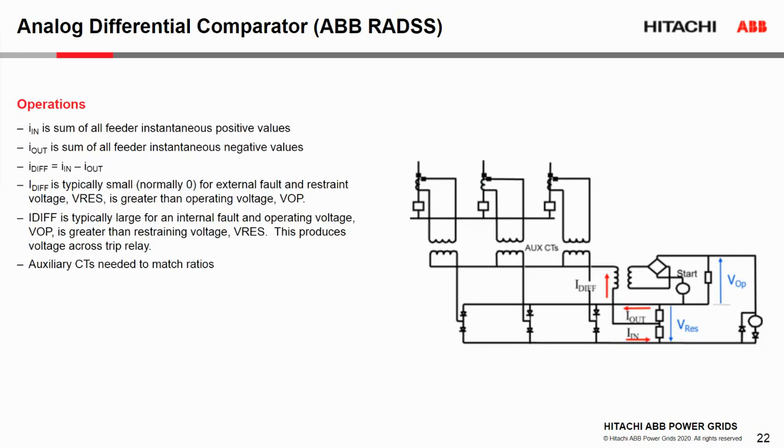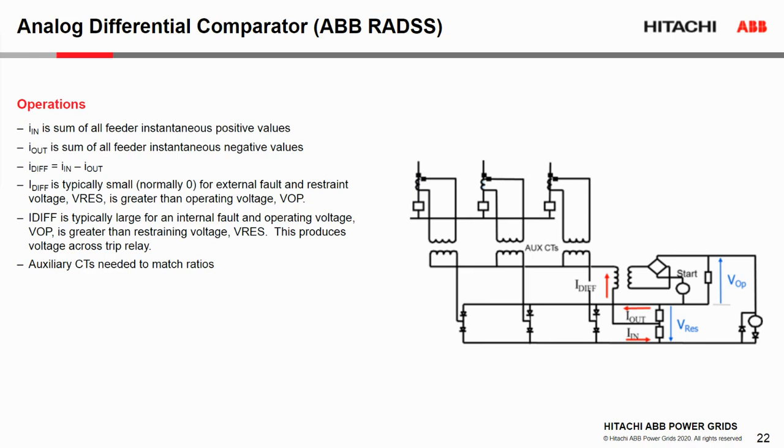First of all, the ABB RADSS is analog technology. So basically everything you see here is diodes, transistors, and everything like that, and you need auxiliary CTs to match the CT ratio. Basically, the idea is just like any differential scheme, right? However, we divide the current into IN and OUT. IN is the sum of all feeder instantaneous positive values. So for currents coming in the positive direction, we call it IN. Current leaving, we call it OUT. So the differential is IN minus OUT, right? And IDIF is typically very small for an external fault, and the restraint value is greater than operating. So basically, there are two torques generated.